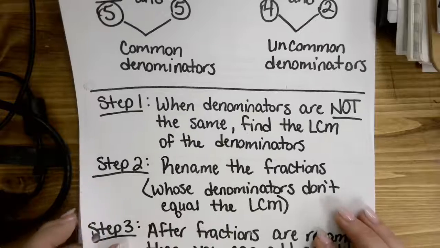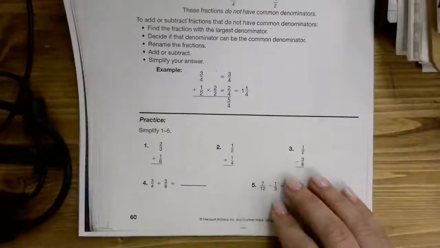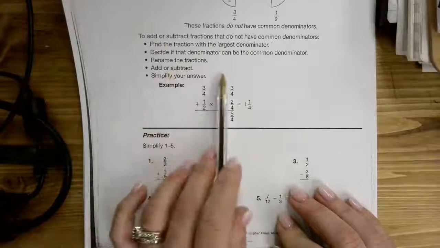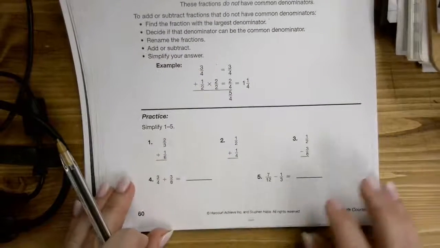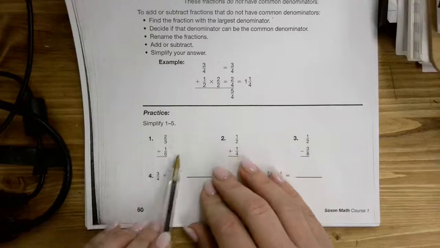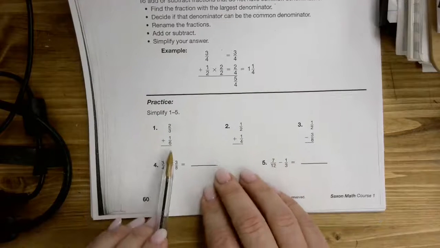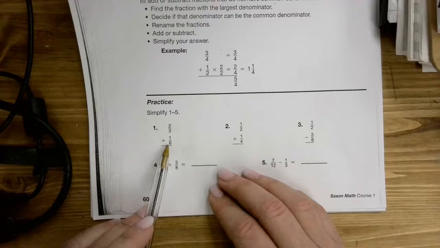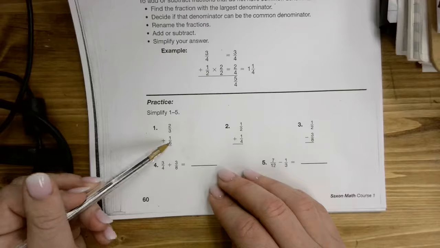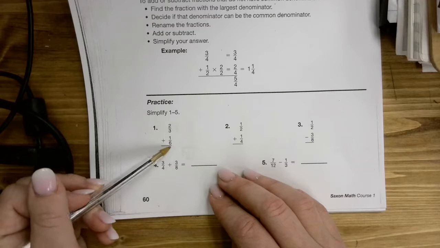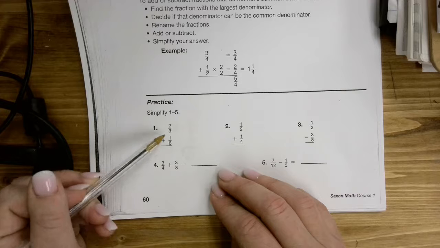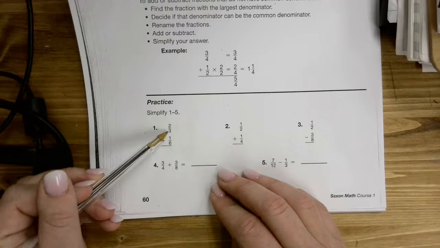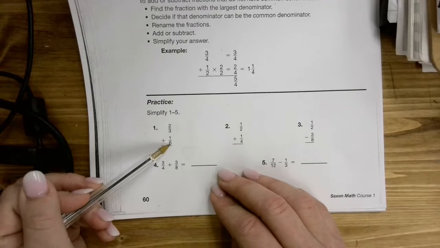So I'm actually going to flip over to my workbook page today. You don't have to pay attention to this stuff because I'm going to teach it to you a little bit different than the book does. So we're just going to work right here with number 1. Number 1, we have 2/3 and 1/6. Obviously 6 and 3 are not the same, but we have to make them the same. So the way we do that is we get the LCM of 3 and 6.